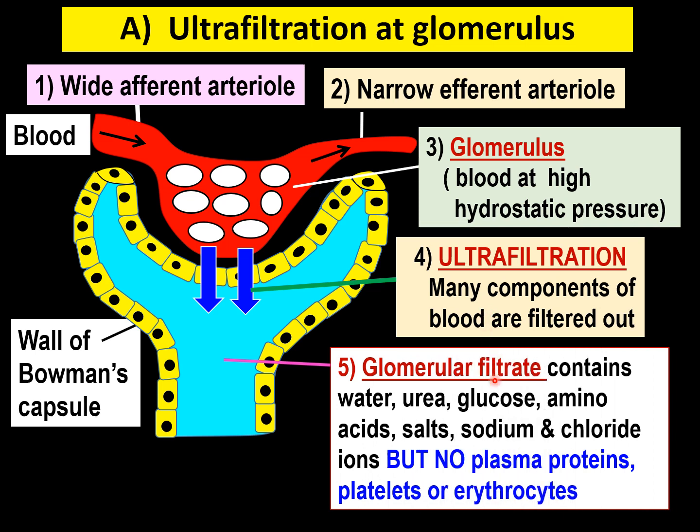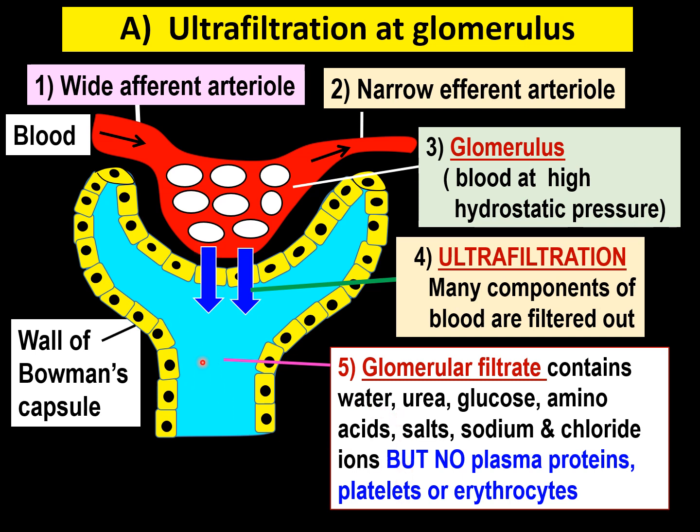Let's look at the components that are filtered out. The fluid that is formed in the Bowman's capsule is called glomerular filtrate. Say this word: glomerular filtrate. Glomerular filtrate is not in the glomerulus, please take note. It has come out from the glomerulus, from the blood. These are the components of blood that are filtered out: water, urea, glucose, amino acids, salts, sodium ions, chloride ions. Notice that all these components are made up of smaller molecules, so they can pass through the pores in the walls of the blood capillaries.